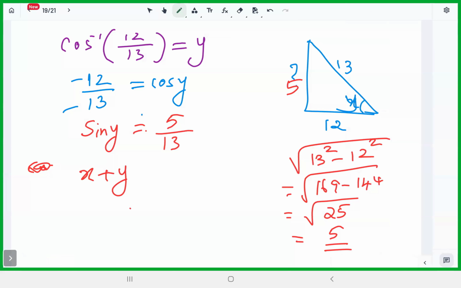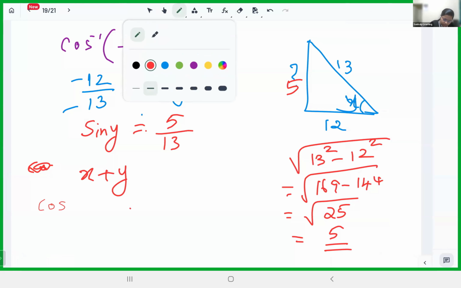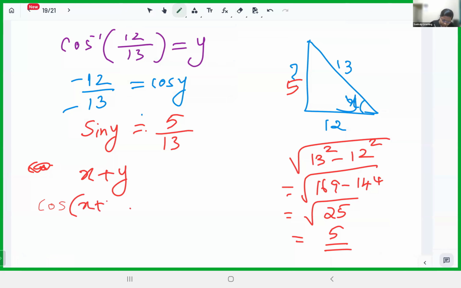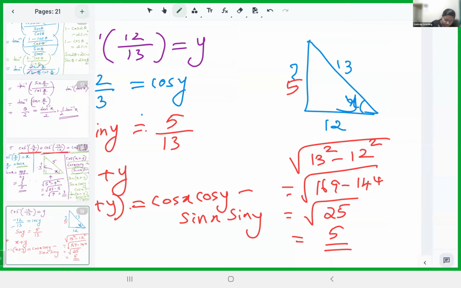And now what I'm going to do is find out cos of x plus y. What is cos of x plus y? We know it is cos x cos y minus sin x sin y. So cos of x plus y is equal to cos x cos y minus sin x sin y.